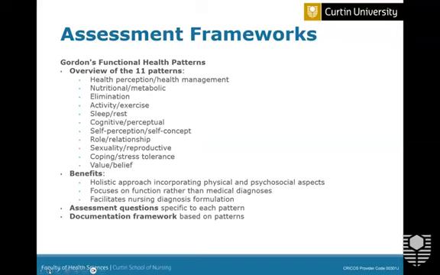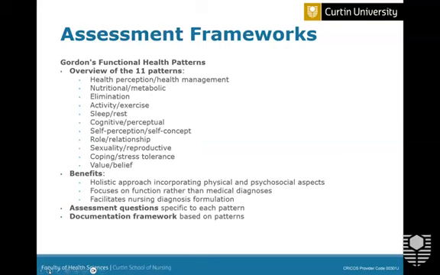So for example, activity and exercise health pattern includes cardiovascular, respiratory, musculoskeletal and neurological perception. So you can see that there are systems that are also explored within that health pattern, but it gives you a broader frame because you start to understand, well, what are the physical or psychosocial aspects that this person needs to be able to care independently for themselves. So it's a holistic approach.